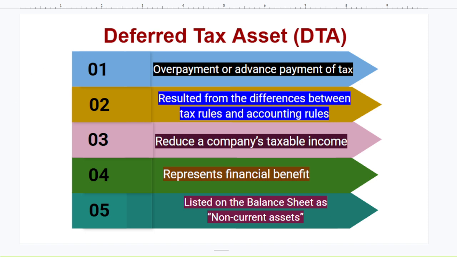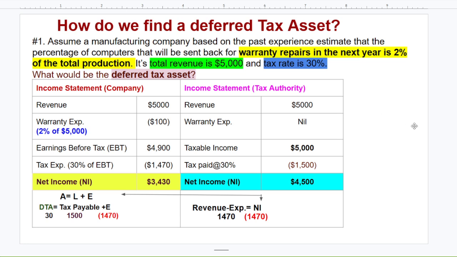Now what about the next case? That is, let me clarify the concept of deferred tax, how we solve the questions. So let's see, assume that based on the past experiences, the manufacturing company estimates that the computers that will be sent back for the warranty repairs from the customer in the next years, which is 2% of the total productions, and its total revenue is 5,000 and tax rate is 30%. So in this case, what would be the deferred tax assets?